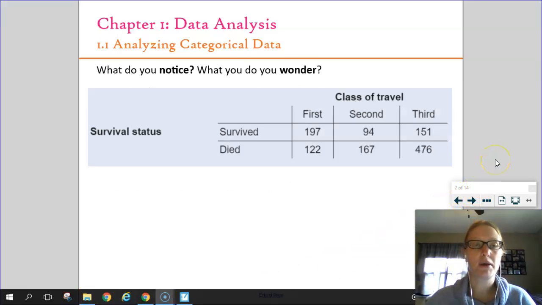Take a look at this table. What do you notice? What do you wonder? Pause to think about it. A couple things I notice is that there are two different sections or categories in the table, survival status and class of travel. I wonder why the biggest number shows people who died in the third class at 476.